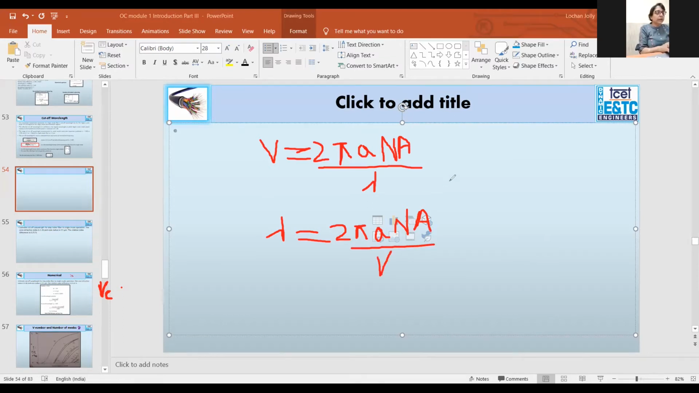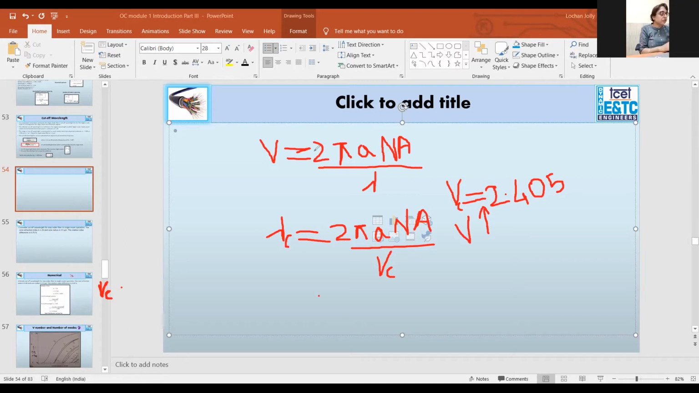Okay, now tell me, when V is equivalent to 2.405, that's a condition for single mode transmission. So when I say V is equivalent to 2.405, that is a cutoff condition, and the wavelength corresponding to it is called the cutoff wavelength. Now, if V increases beyond 2.405, what will happen? It is no more a single mode fiber.